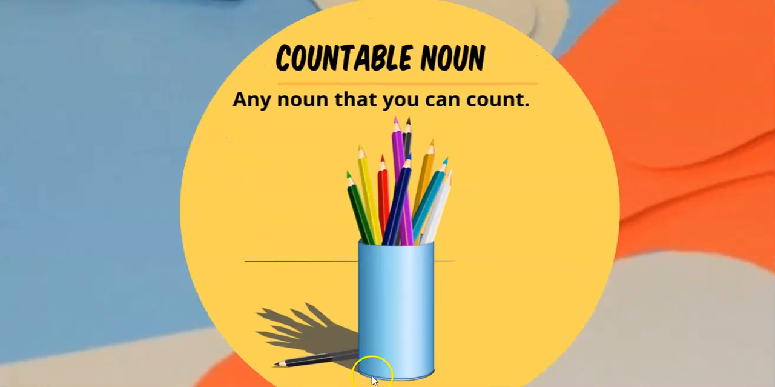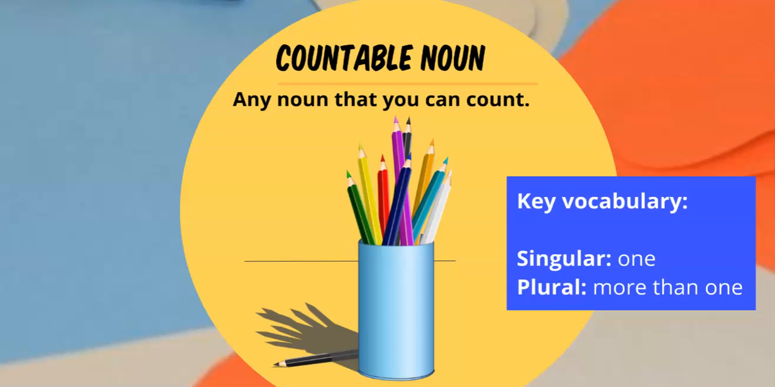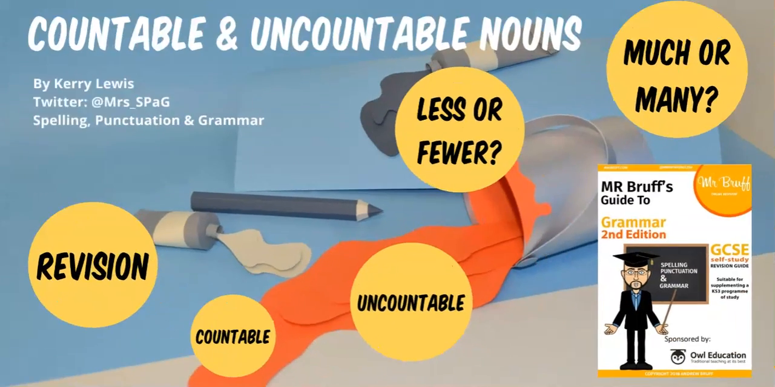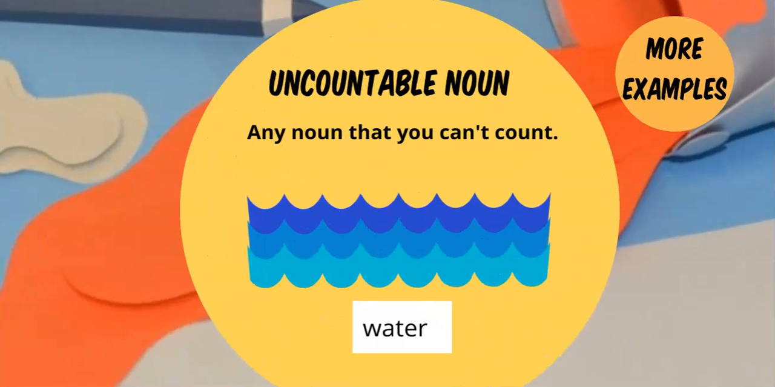For example, here there are 1, 2, 3, 4, 5, 6, 7, 8, 9, 10 pencils. If there's one of something, it's called a singular noun, and if there's more than one, it's called a plural noun. Most plural nouns end with an S. There are some nouns that you can't count, and these are called uncountable nouns.